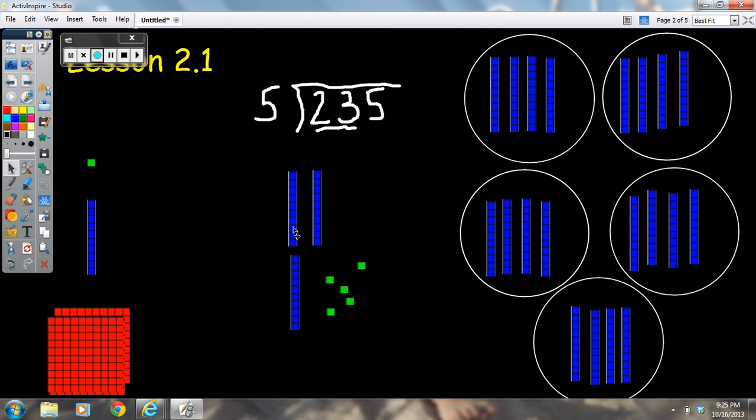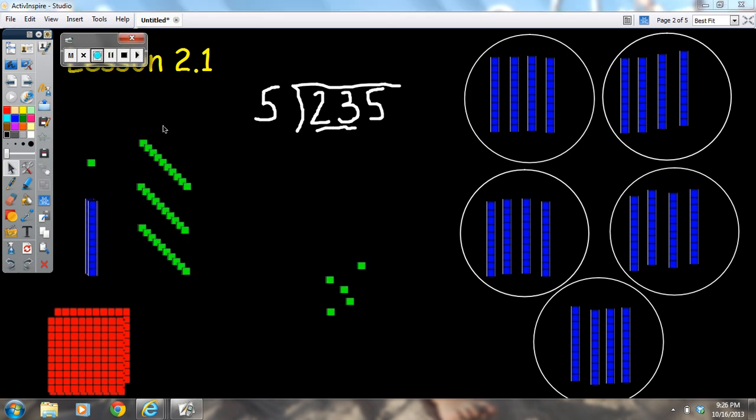So I need to regroup these 3 tens. I need to take my 3 tens away and replace each one of these tens with 10 ones. If I'm replacing 3 tens with 10 ones each, I would be replacing them with 30 ones. So what I'm left with is 30 ones, and then the 5 ones that I originally started with. Together I have a combined 35 ones that I need to divide into 5 equal groups.